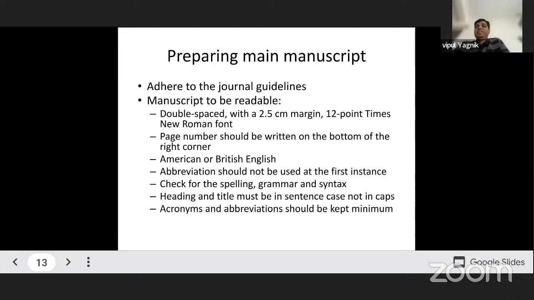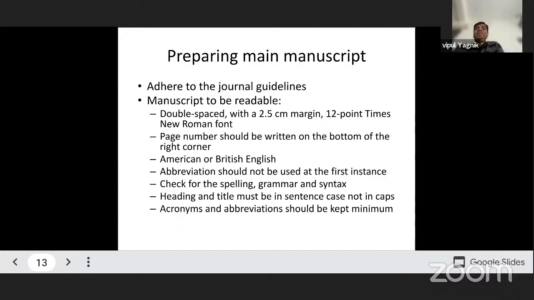American or British English. This is a very important point because we have seen many manuscripts where authors combine both these languages. Some spellings they have written in American English, some spellings in British English. So that is not acceptable. Either you follow American English or you follow British English. The journal has laid down a specific guideline whether the article should be written in American English or British English, so you have to write accordingly. You cannot combine both languages.